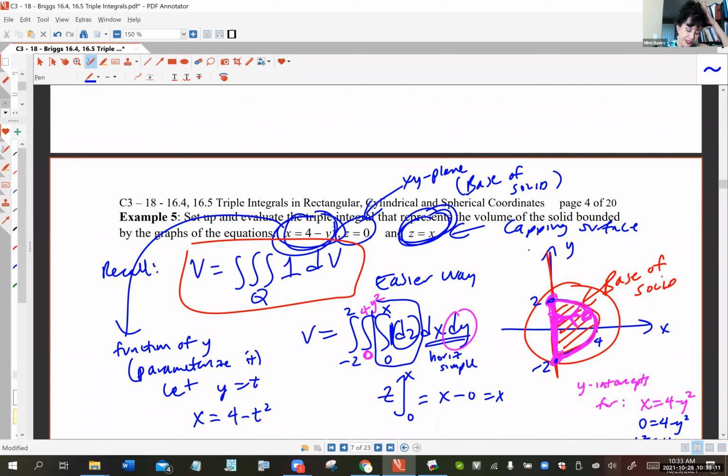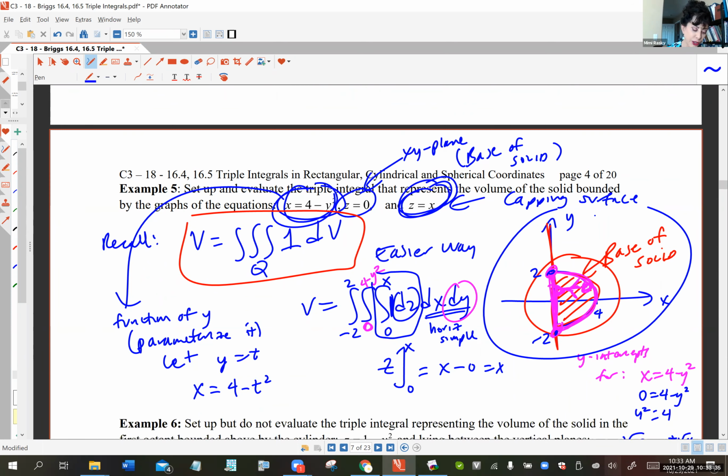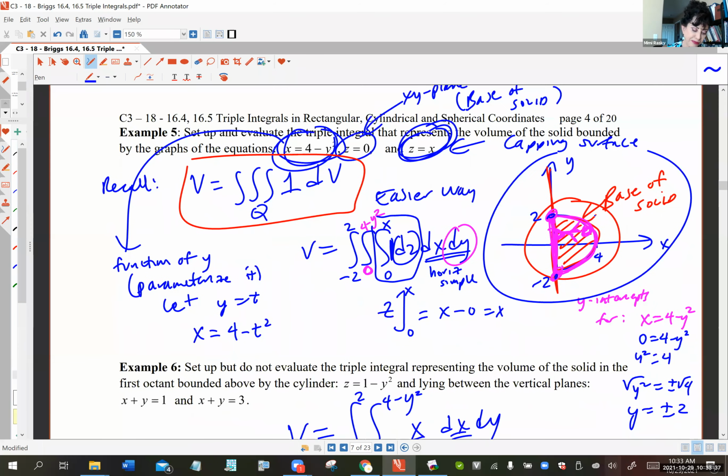I want you to notice that the base of the solid is not just relegated to the first quadrant. You have to be careful because sometimes they'll ask you to set up volumes where the whole solid is in the first octant. So that means your base will be in the first quadrant, but don't assume it, because if you did assume it here, you get the answer wrong. A couple other things I want to say.